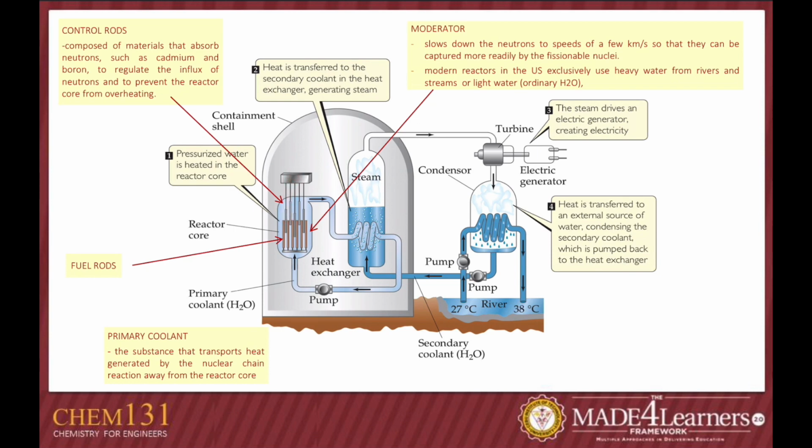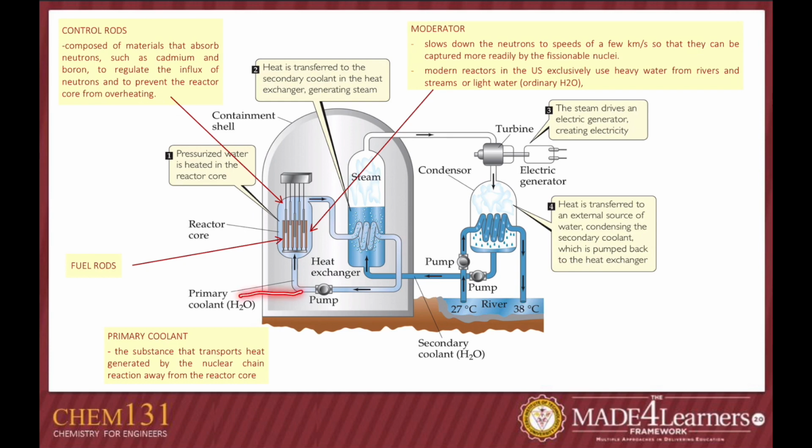Control rods are composed of materials that absorb neutrons. So for the fission, so that not all the neutrons will hit another fissile material, there is a control rod to absorb some of them. Some control rods use cadmium or boron. So they regulate the influx of neutrons and prevent the reactor core from overheating. Because the fission might become excessive, neutrons hit fissionable material, energy. So tremendous energy, it might overheat. So there has to be a control rod.